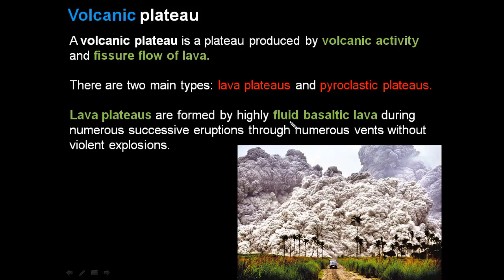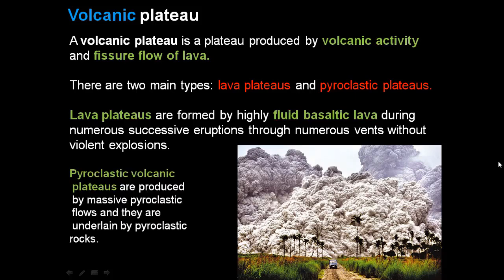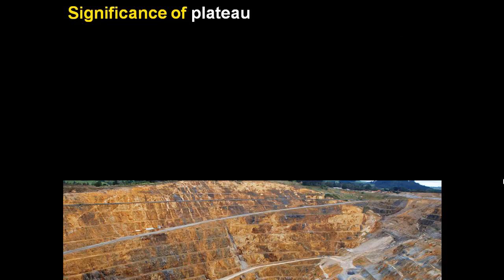Highly fluid basaltic lava means the lava that can flow very fast during numerous successive eruptions through numerous vents without violent explosion. And such lava piles up layer upon layer, and they increase in height and give birth to lava plateaus. The other type of volcanic plateau is called the pyroclastic volcanic plateau. In this, the lava is less and there is more debris, rock fragments and dust particles, and they are massive in quantity. They flow, and layer by layer they pile up and form a pyroclastic plateau region.